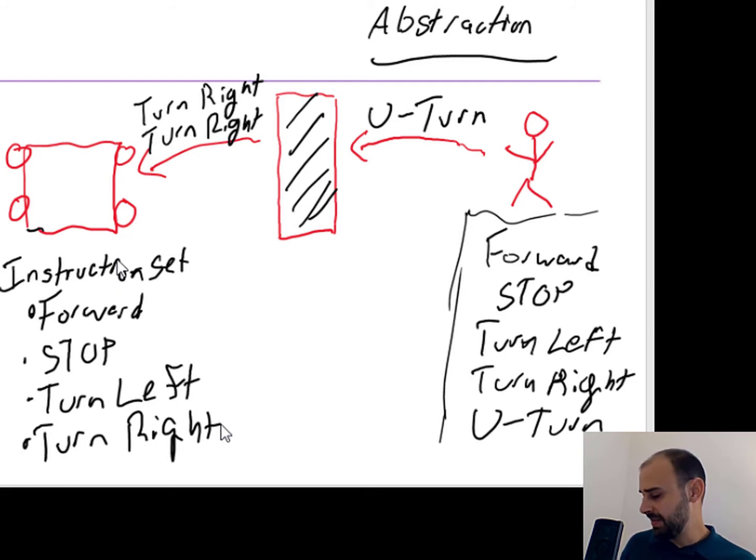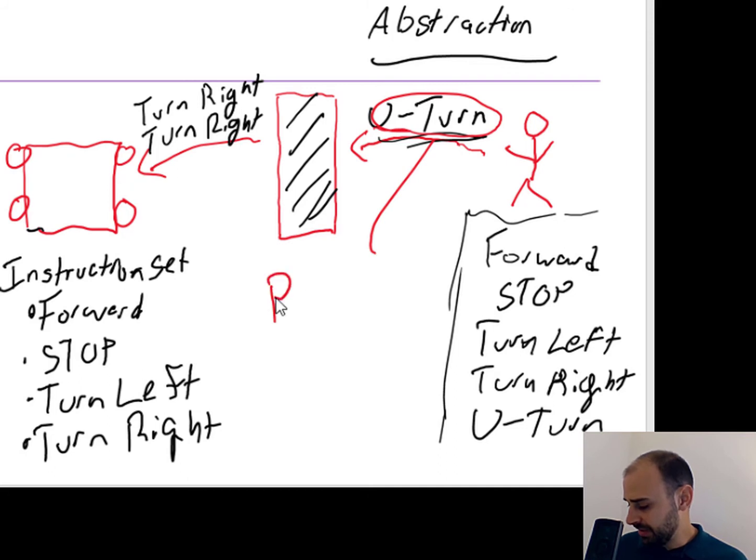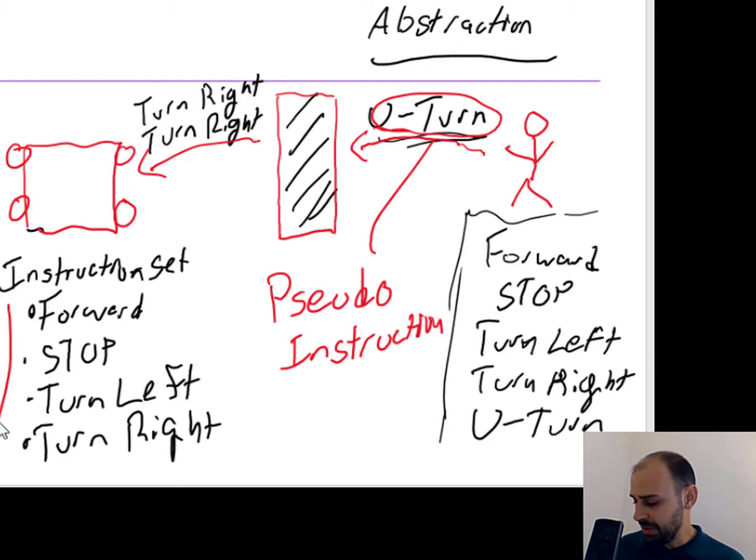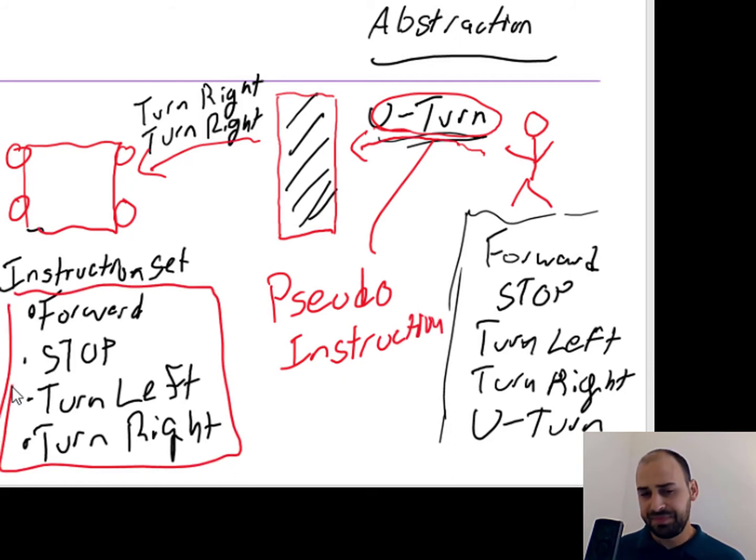That's fine, because the car is sometimes referred to as agnostic, right? It doesn't care about this U-turn command. It doesn't have to be aware of it, because this layer translates that into instructions that it can understand. So the key thing to recognize is that we would call something like this U-turn a pseudo-instruction. It's not part of the actual instruction set.